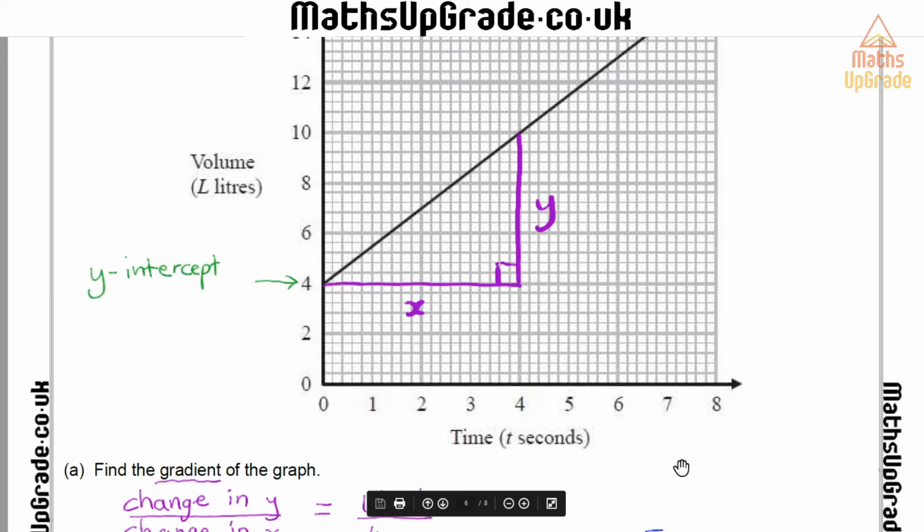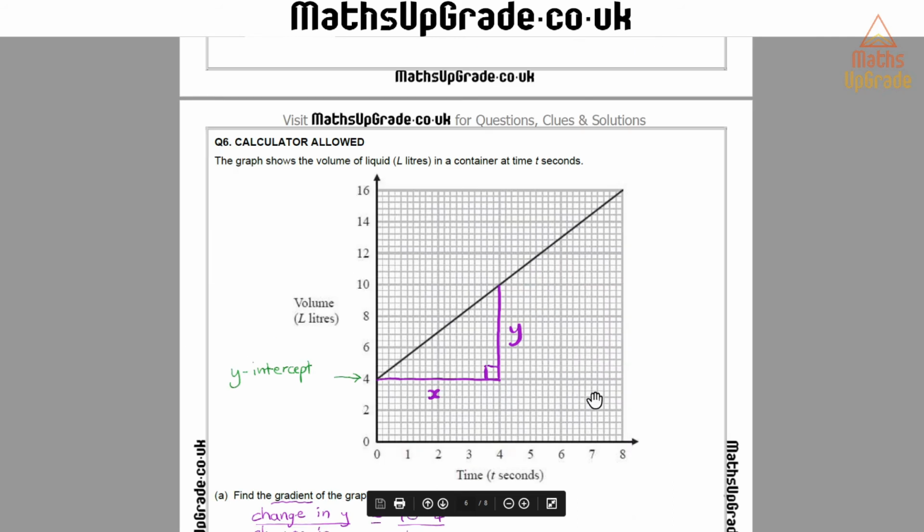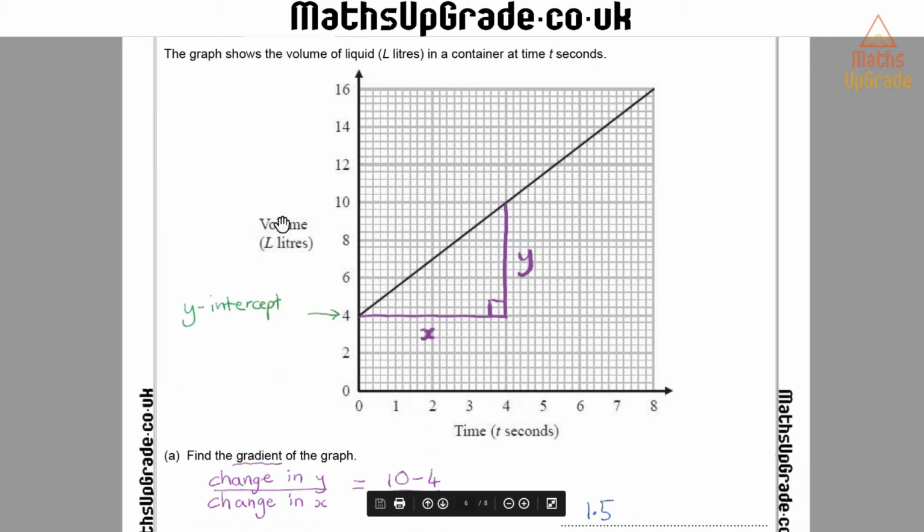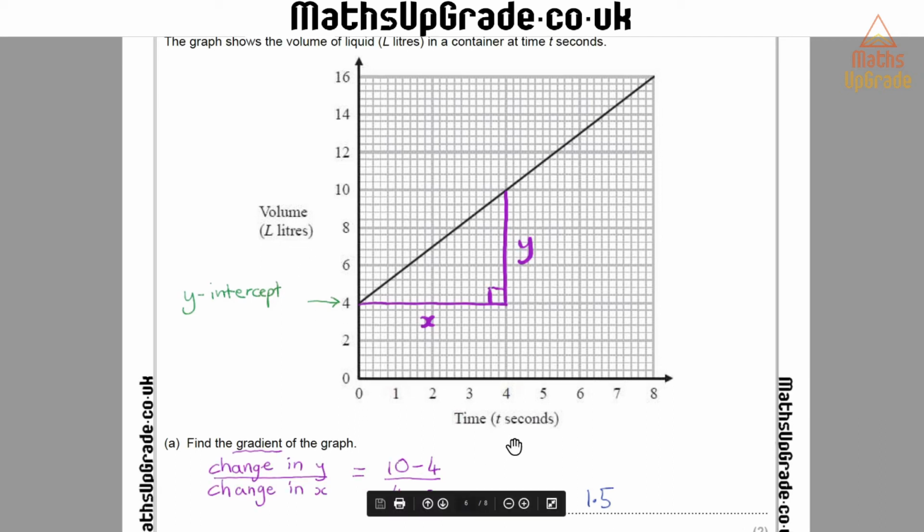Explain what the gradient represents. So the gradient here, look at the labels on the axes. The gradient represents how much the y values change with the x values. The y values here is the volume, so it's how much the volume changes each second. So it's the rate of change of the volume. In other words, the volume goes up, it's increasing by 1.5 litres per second.